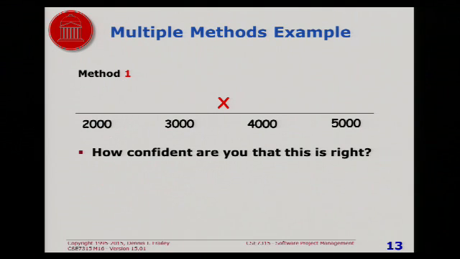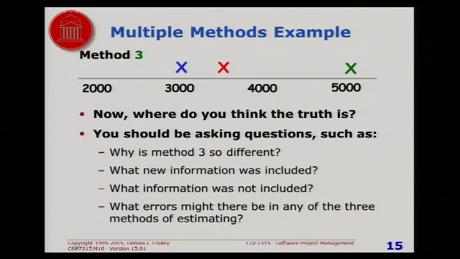Here's an estimate. Method 1 gives you a number of 3,500. Now, if that's all you did and you went with that estimate, well, that might seem okay. But what if you do another estimate and the second estimate comes down to 3,000? Well, then that tells you that maybe I better plan on somewhere in that range. So you try a third method, and the third method is way up at 5,000.